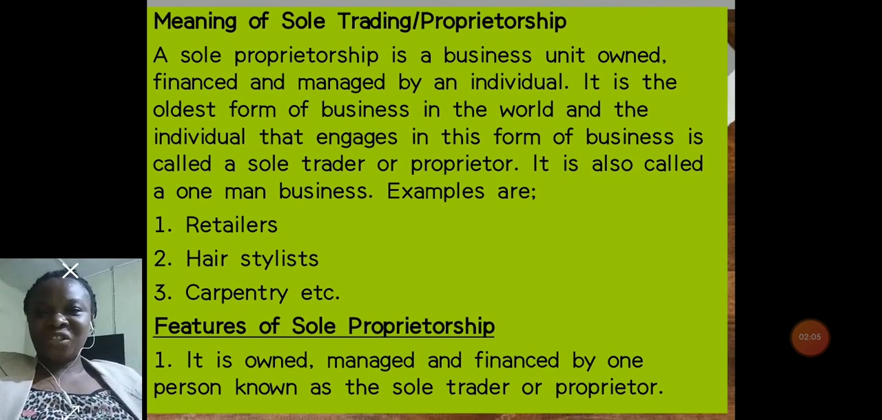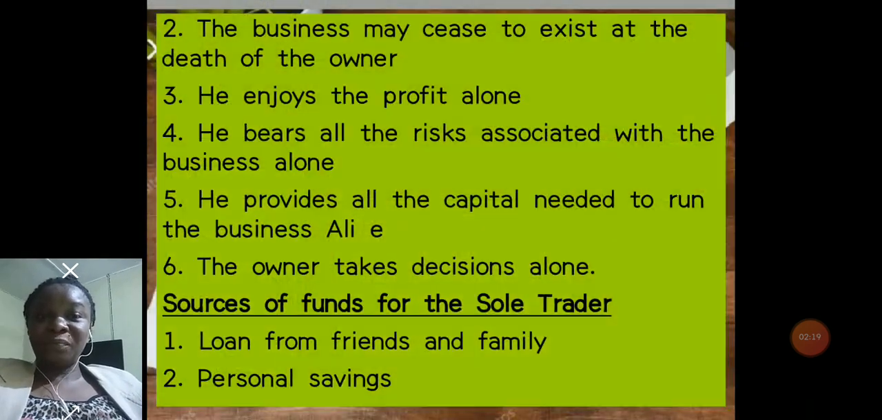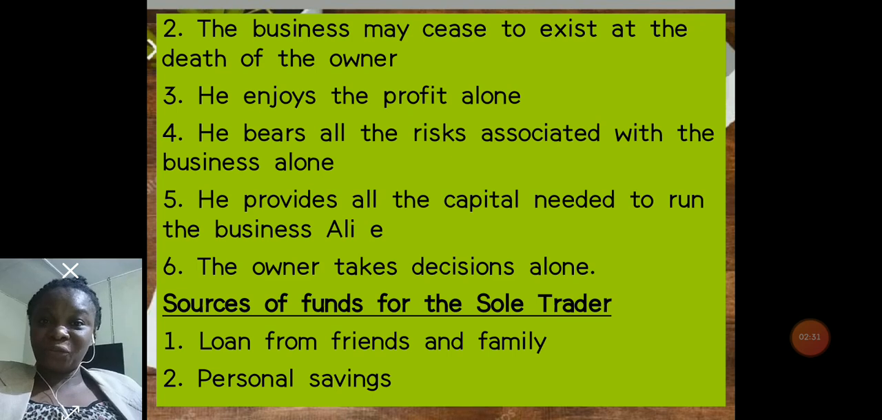Now let's look at the features of sole trading. Number one, it is owned, financed, and controlled by just one person. It is this one person that makes decisions that pertain to the business. Number two, the business may cease to exist at the death of the owner. If the owner dies or passes on, and the children are not interested in the business, that business may close up or fold up.